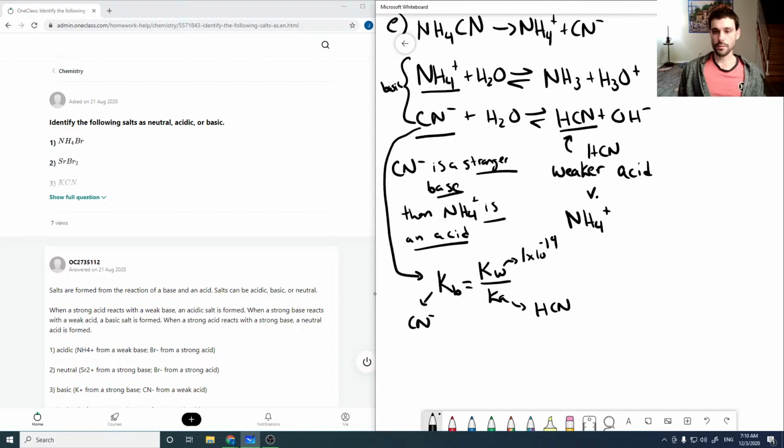So that means if HCN is weaker than NH4 plus, then this value is very small. If you divide by a small number, then you get a larger number on the other side. So if HCN is a weaker acid than NH4 plus, it means that CN minus is a stronger base than NH4 plus is an acid, and therefore the solution will be basic. Okay, so I hope that makes sense.